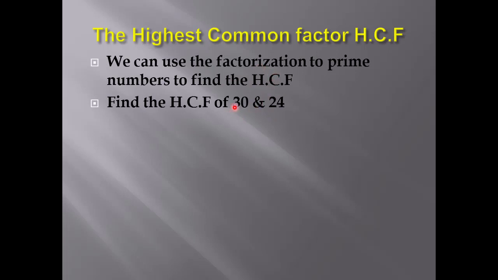Okay, let's start with 30. I want to factorize 30 to its prime factors. So I'll only divide by prime numbers. Let's start with the smallest prime number, which is 2. 30 is divisible by 2 because 30 is an even number. So let's divide by 2. 30 divided by 2 equals 15. 3 divided by 2 equals 1, and 10 divided by 2 equals 5.